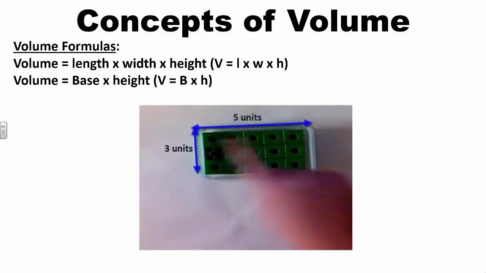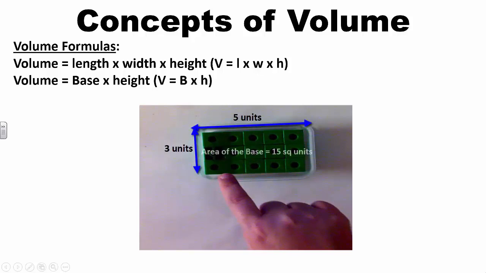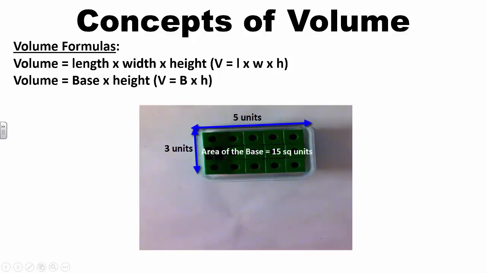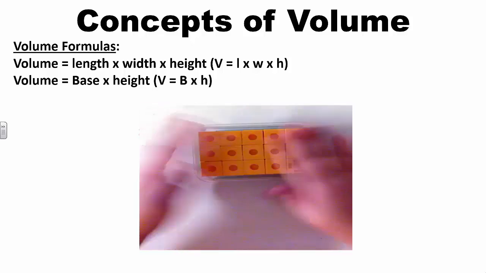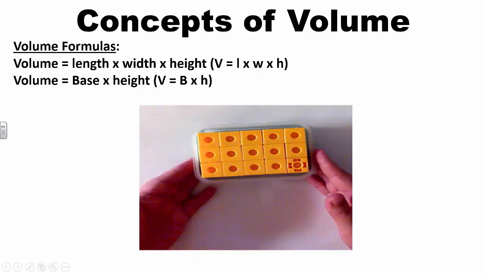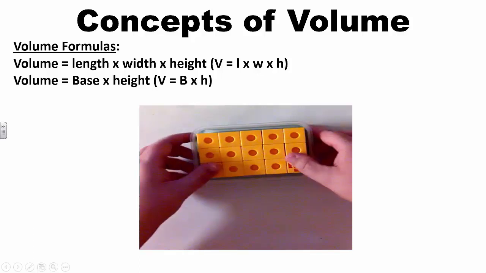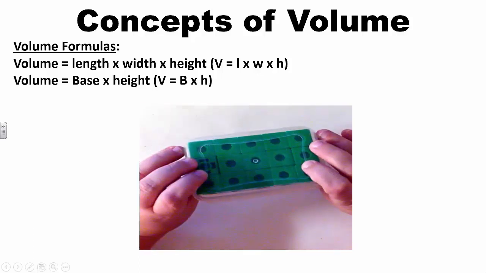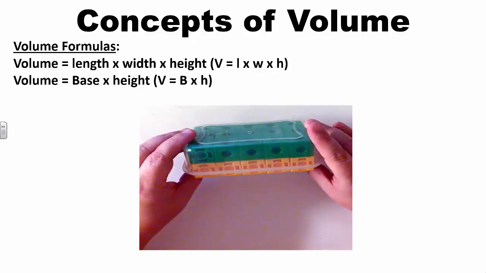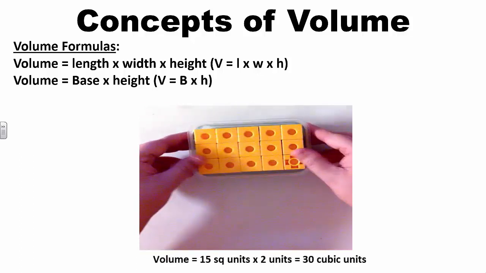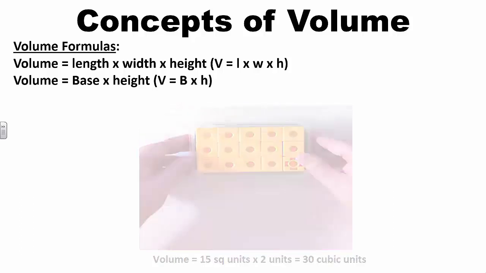This layer consists of 5 units by 3 unit cubes, so the area of the base of the container is 15 square units. Let's continue to fill the container with unit cubes. The container holds 2 layers of unit cubes. The base had an area of 15 square units and the height of the container is 2 units. So the volume of the container is 30 cubic units.